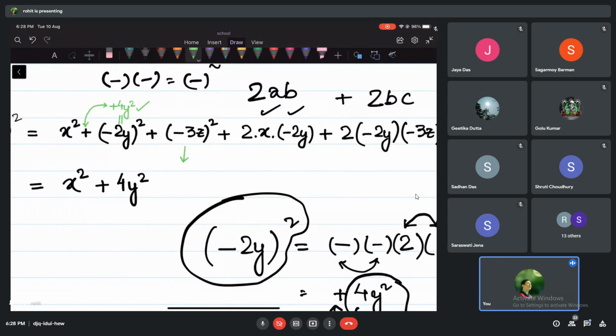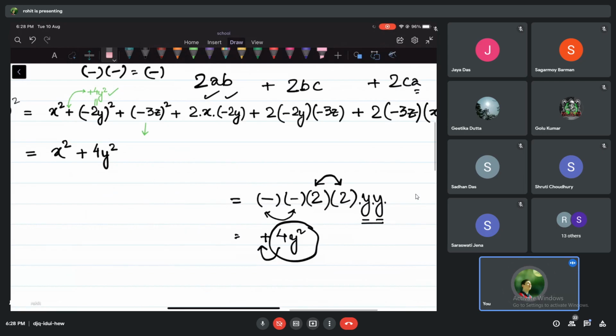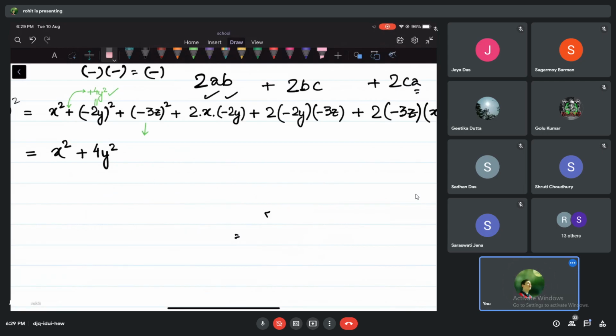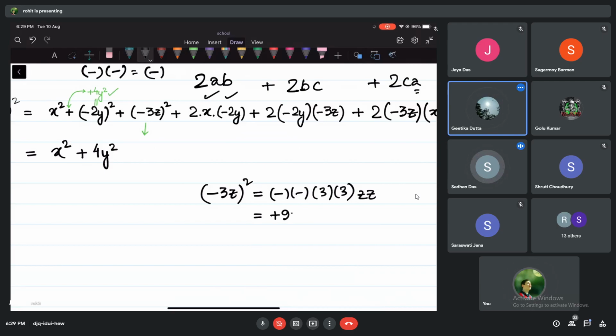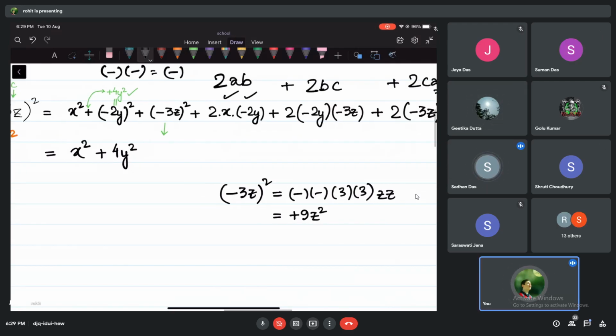Tell me. What is the square of minus 3z whole thing square? I'll show you that minus 3z. So minus 3z whole thing square means what, guys? Minus into minus, 3 into 3, z into z. So how much do we get, guys? Tell me. Plus or minus? Plus 9 z square. So look here.